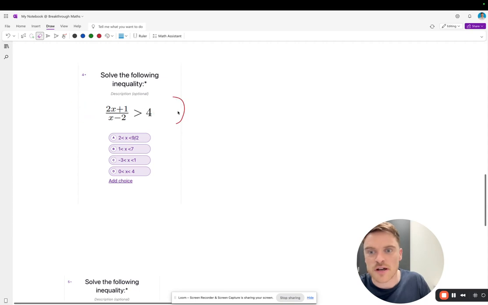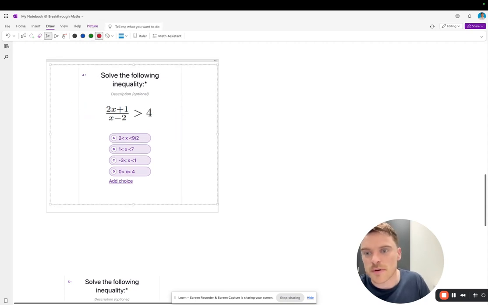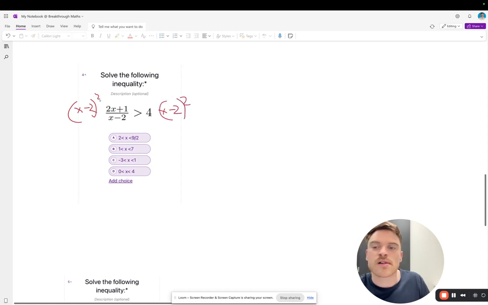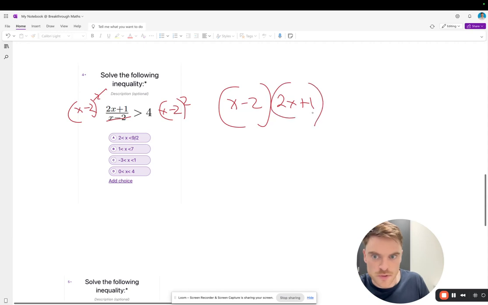I would multiply by x minus 2 all squared. This will work too. So that means that's gone, and then you're left with x minus 2 by 2x plus 1 is less than 4x minus 2 all squared. And just work it out from there.